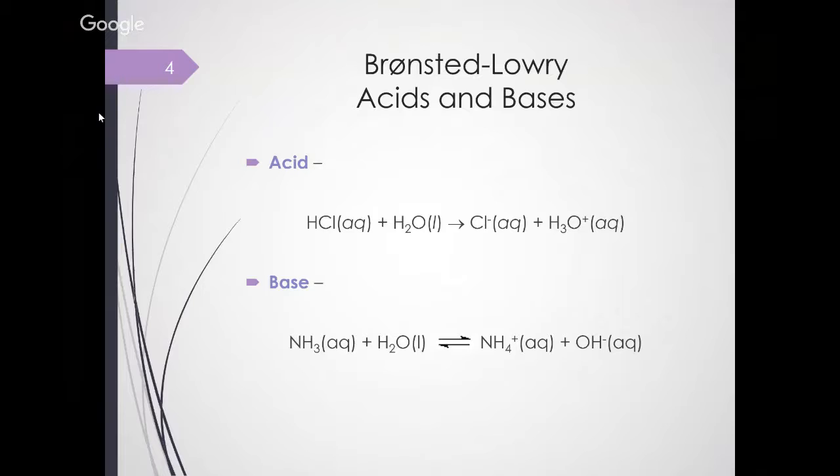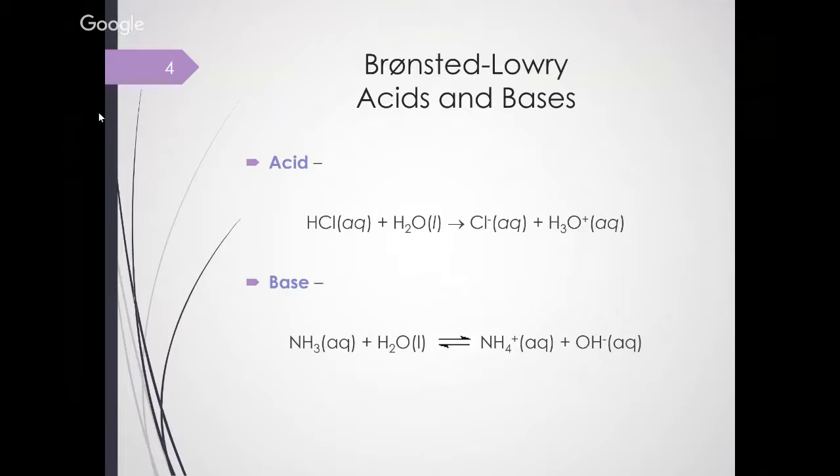Why is that called a proton? Well, hydrogen starts out with one electron. If it loses it, all that remains is a proton. So hydrochloric acid will react with water. The hydrochloric acid loses its proton, the water picks it up, and we end up with Cl- and H3O+. As a base, ammonia will be a proton acceptor. So acids are proton donors, bases are proton acceptors.